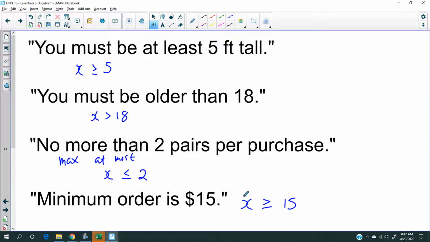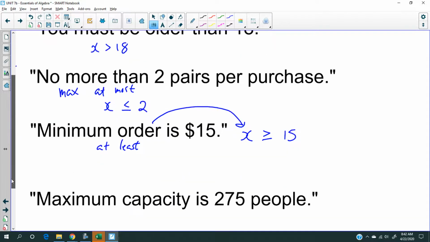So that's how you would write it. Your order, right? Your order has to be bigger than 15, or it has to be equal to 15 or more, right? So minimum, at least, right? You have to spend at least, you guys heard that before, right? Or your parents have too, right? You have to spend at least this much money. So, right? Okay. All right. So let's see. Let's do two more. I think there's two more.